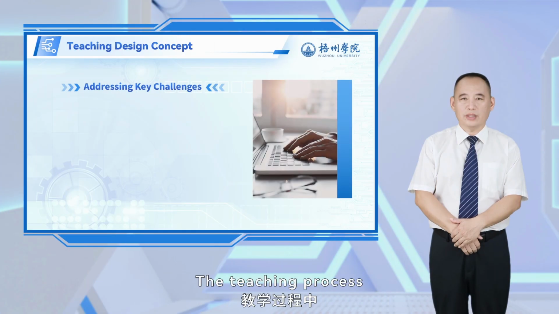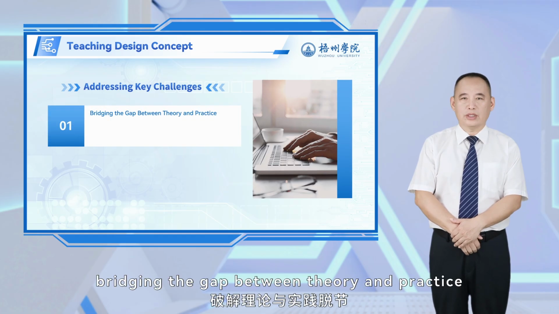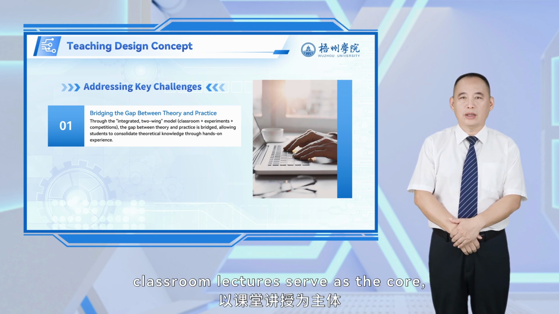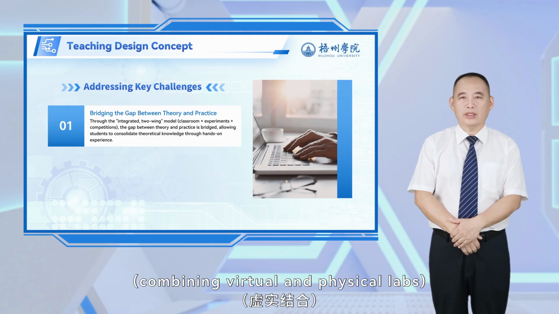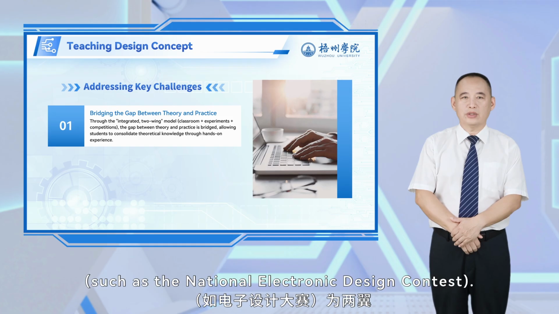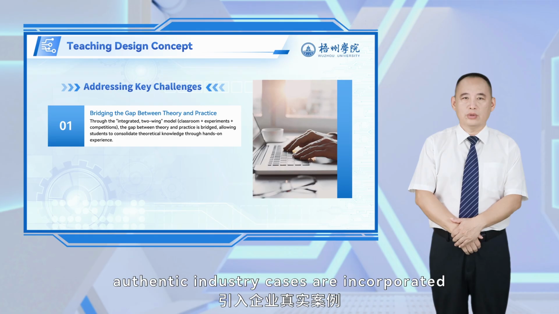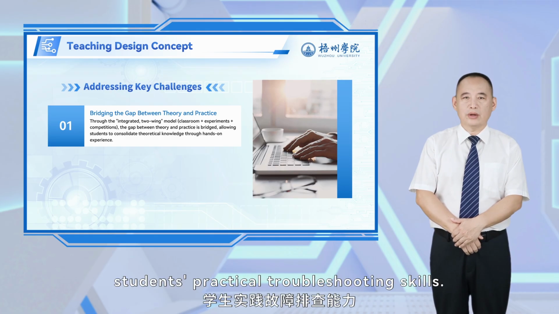The teaching process primarily addresses 2 key challenges. First, bridging the gap between theory and practice by implementing an integrated, two-wing instructional structure. Classroom lectures serve as the core, complemented by experimental training, combining virtual and physical labs, and technology competitions, such as the National Electronic Design Contest. In addition, authentic industry cases are incorporated to enhance students' practical troubleshooting skills.